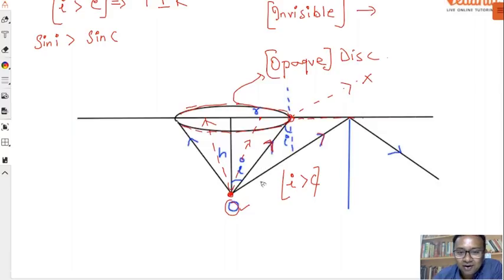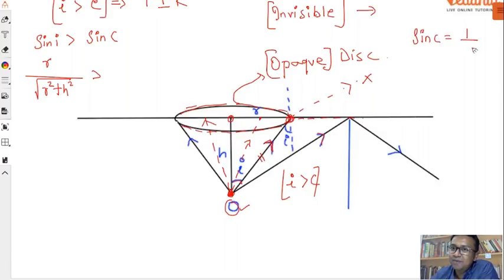Now, what is sine of i? In this triangle, let's have a look. Sine of i is nothing but R divided by this hypotenuse. If you look at this as the height h, the hypotenuse is root over r square plus h square, so R over root over r square plus h square is greater than sine c. Students, all of you know that sine of c is nothing but 1 divided by mu. It's a pretty standard result that we should remember.